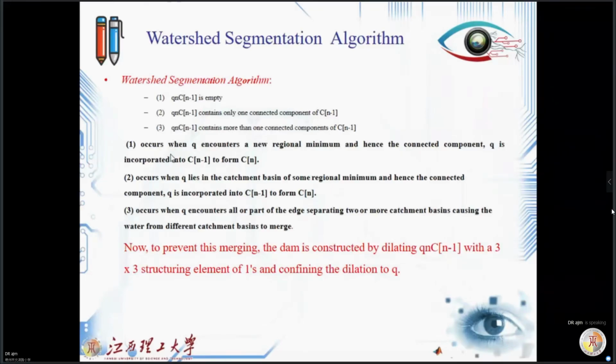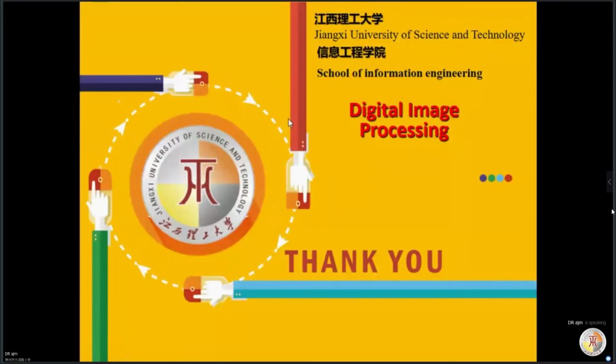Now, to prevent the merging, a dam is constructed by dilating Q intersect CN-1 with a 3x3 structuring element of ones and constraining the dilation. What I wanted you to know today first was the method of this region segmentation, the ability of it, and some of the theory behind it. For more practical work, more acting on the image, we can see it in the image processing with MATLAB session that we will have this week or next Monday. We can analyze it maybe better there.